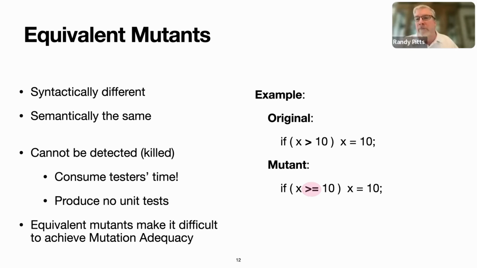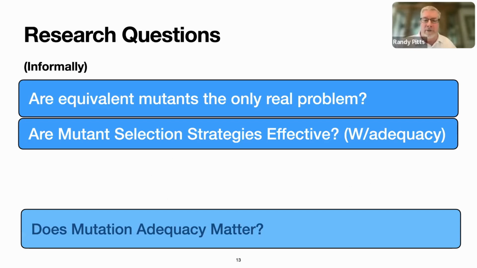The last bullet is the most significant, and that is that the presence of equivalent mutants makes it difficult to achieve mutation adequacy. On the surface, you might say, well, of course, you can't get to 100% if you can't kill it. But remember, the definition for the mutation score is the number of mutants killed divided by the number of killable mutants. So the more equivalent mutants that are in the mix, the harder it is to get to that point.